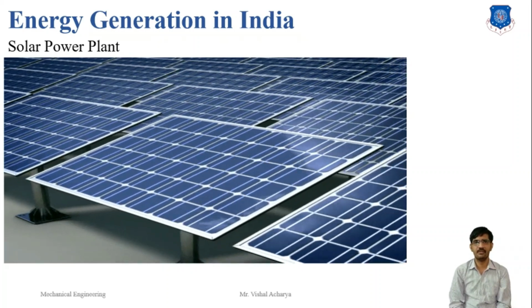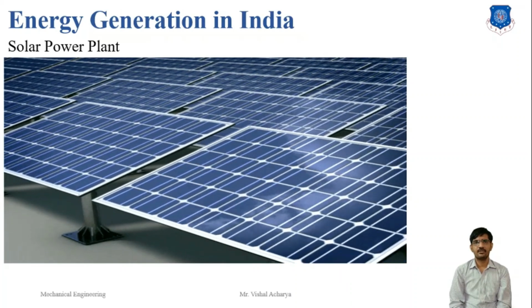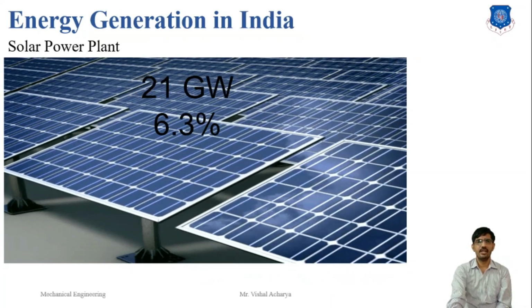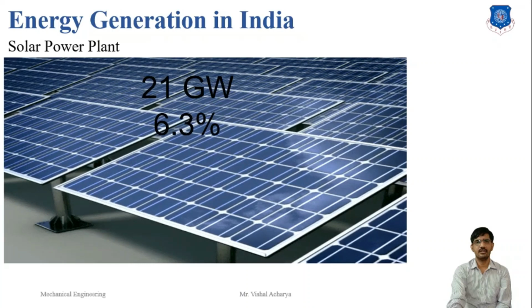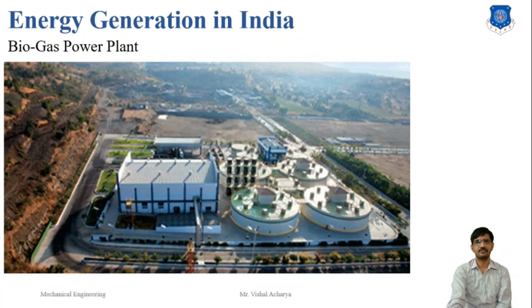In the solar power plant, solar energy is converted with the help of photovoltaic cells. The total energy production of solar power plants is 21 gigawatts. It contributes 6.3% of total electricity generation. Next is the biogas power plant. The biogas power plant produces 8.8 gigawatts of electricity and contributes only 2.6% of total electricity production.